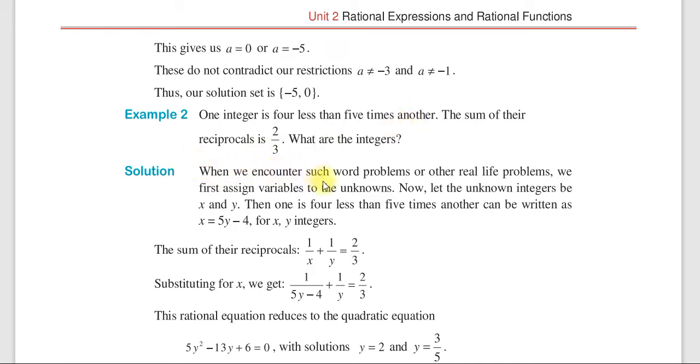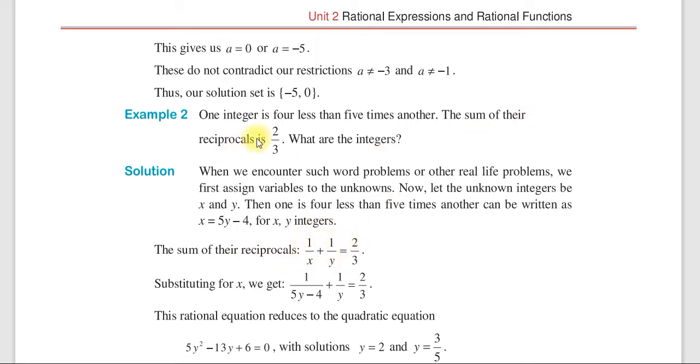When we encounter such word problems or other real life problems, we first assign variables to the unknowns. Now let the unknown integers be x and y. Then one is 4 less than 5 times another can be written as x which is equal to 5y minus 4 for x and y integers. So the sum of their reciprocals means 1 over x plus 1 over y which is equal to 2 over 3.